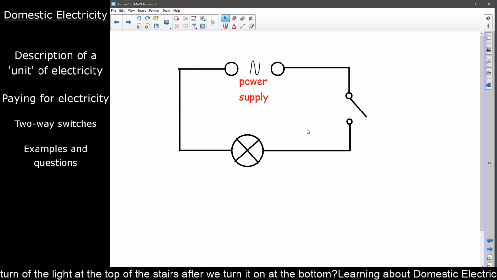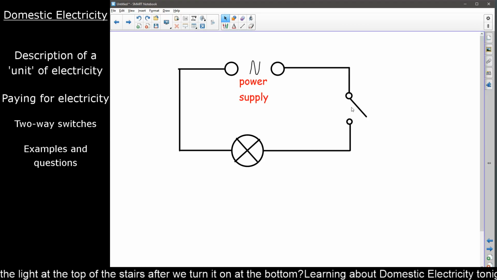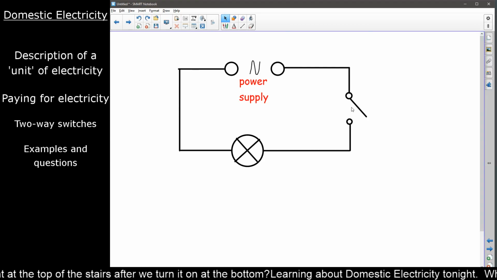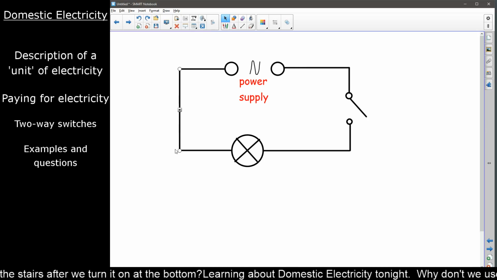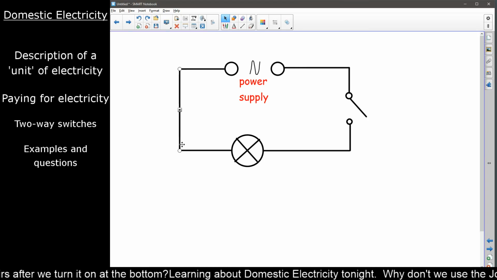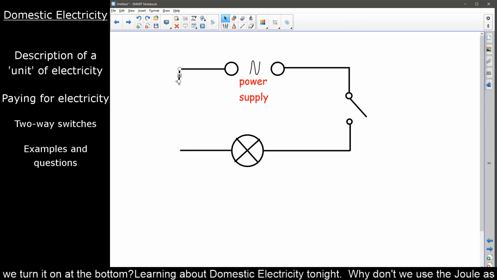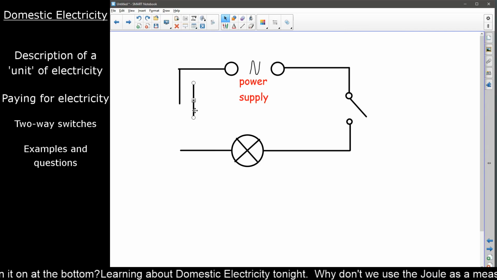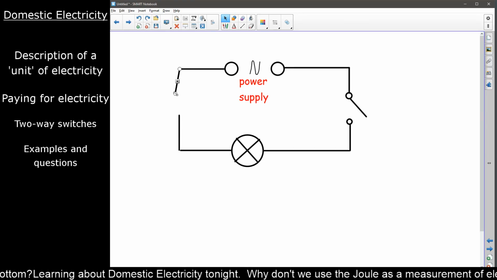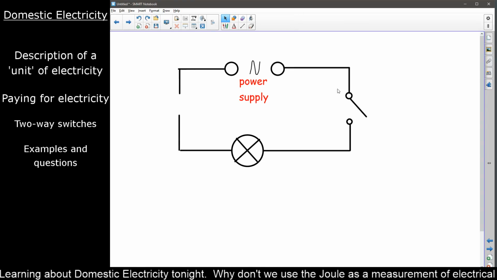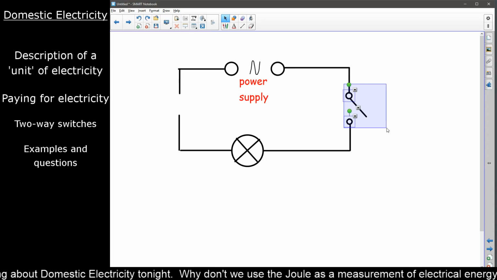But that's no use if I want to switch the light on and off from different locations. And that's where two-way switching comes in. Now the automatic knee-jerk reaction here is to go, well, if you want to switch it on and off from two locations, let's just stick another switch over here. Okay, so we'll break this wire in half and we'll basically just copy and drop this switch over. Let's do that.